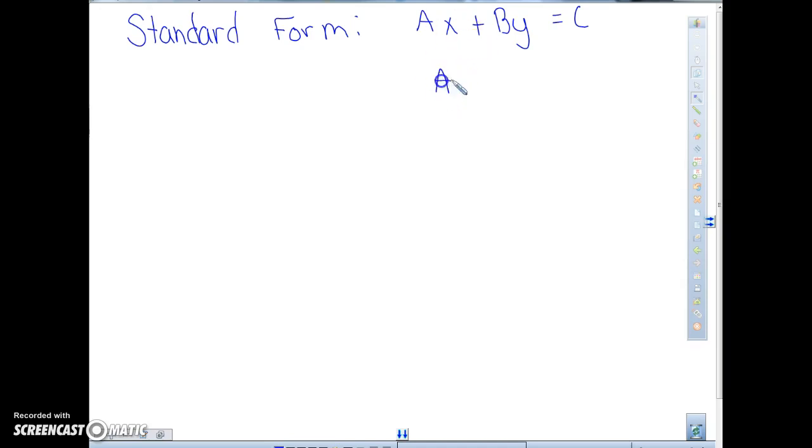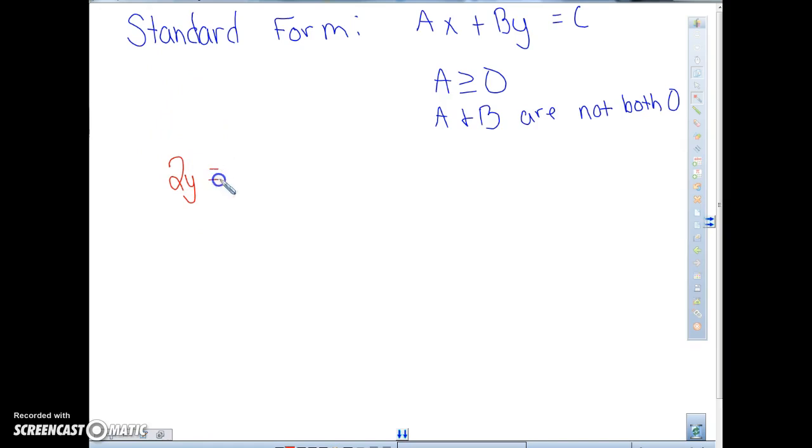A has to be greater than or equal to 0. A and b are not both 0. Okay. So a can be equal to 0. It can't be less than 0, so it can't be negative is really what they're saying there. So let's do an example of putting them in standard form and then identify a, b, and c.